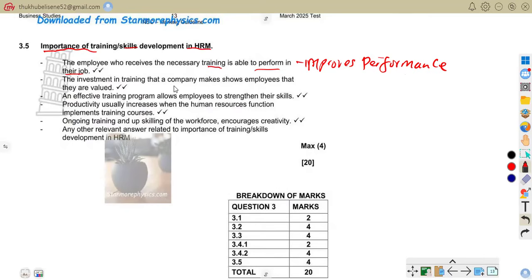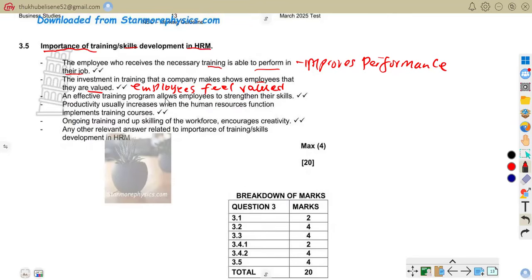The investment in training that the company makes shows employees that they are valued. So employees feel valued. For example, company funded courses. If the company is funding the course, it makes them feel valued if they are to improve their skills and knowledge.